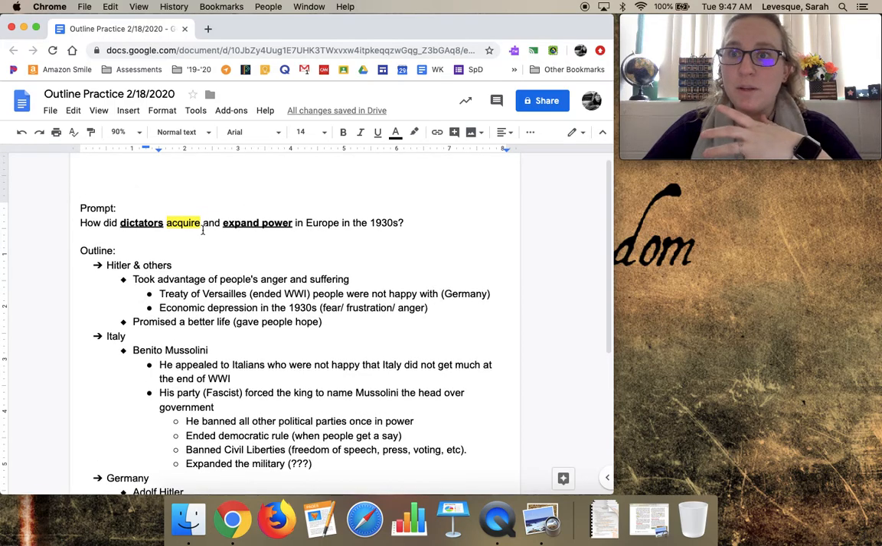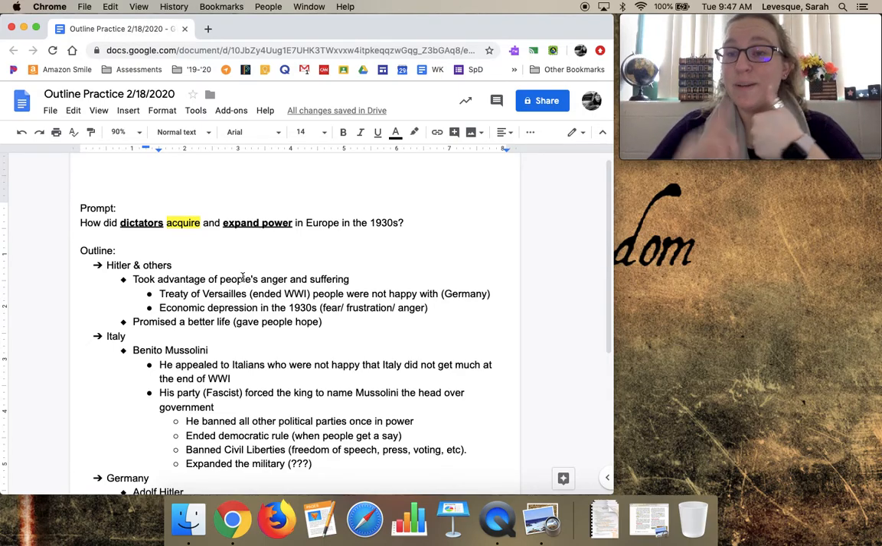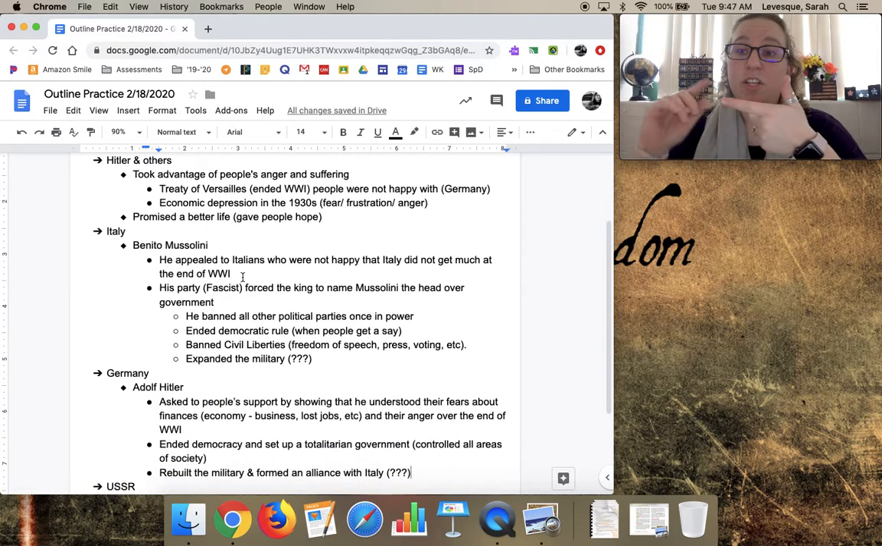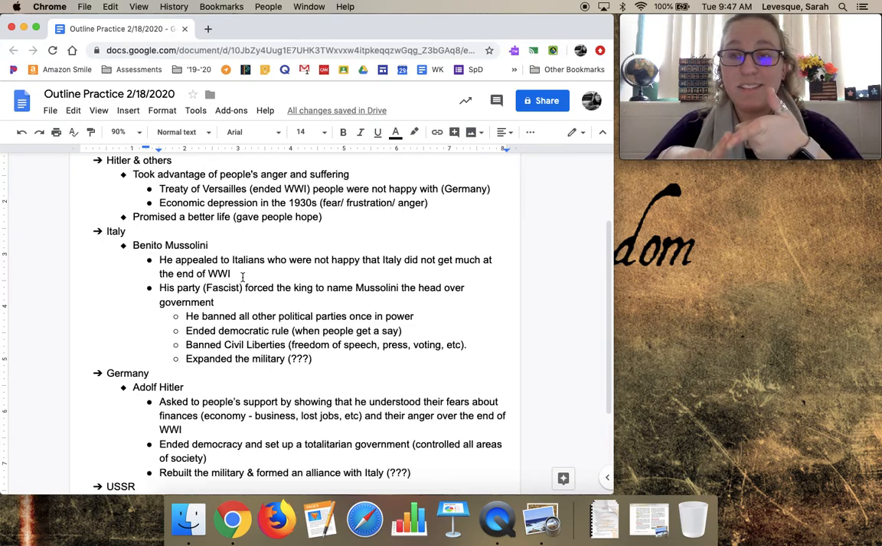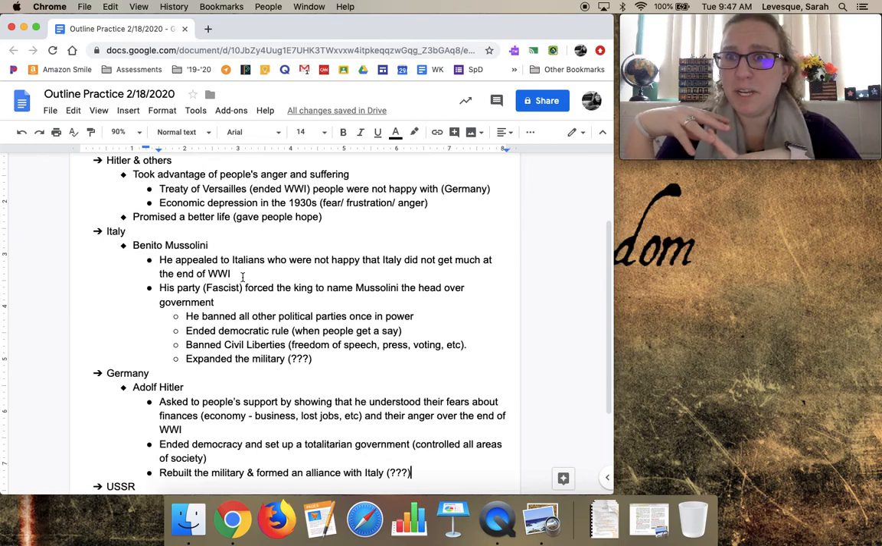You can make more than one claim. You can make a claim here that in the 1930s, dictators expanded power. Then you can make another claim that dictators used the military and force more than anything to get control. Because in these examples, there's the use of banning political parties, there's the use of putting your enemies in prison. There's lots of ways that force was used.